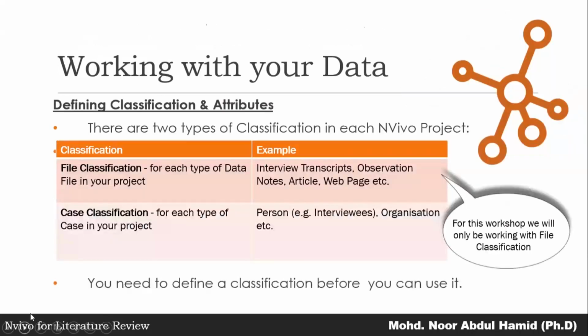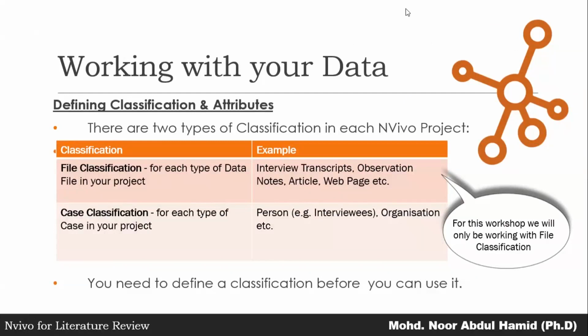All right. Okay, so when we say classification and attributes, there are two types of classification in each NVivo project. So classification simply means class ataupun types, or category. So in NVivo, there are two types of classification that you normally use.